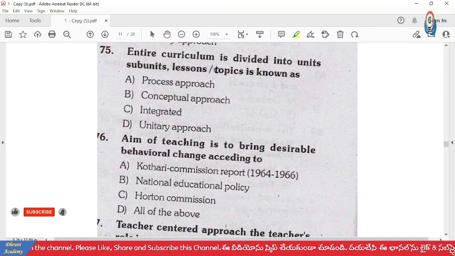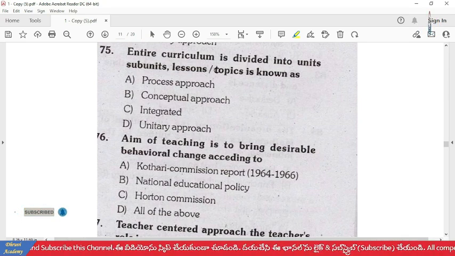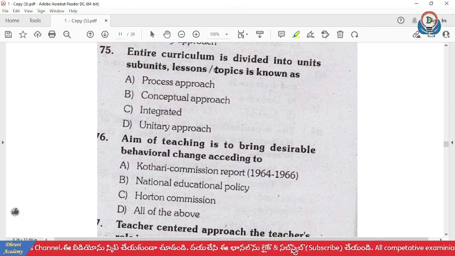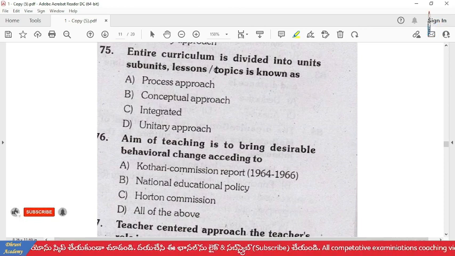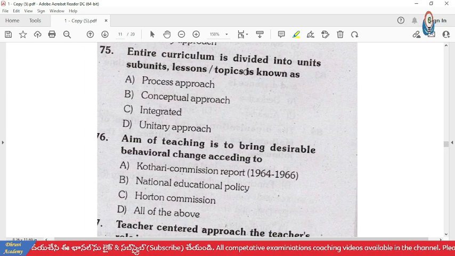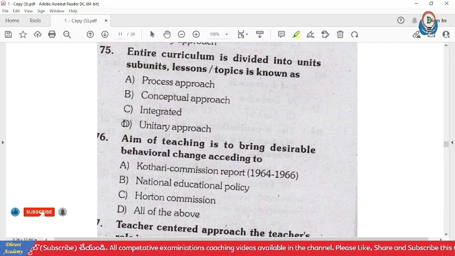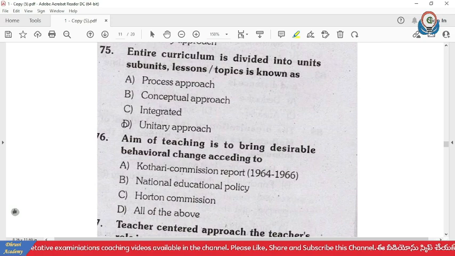Entire curriculum is divided into units, subunits, lessons, topics is known as a process approach. B. It's a conceptual approach. C. It's an integrated. D. Unitary approach. Entire curriculum is divided into units, subunits, lessons, topics is known as... its answer is a unitary approach.